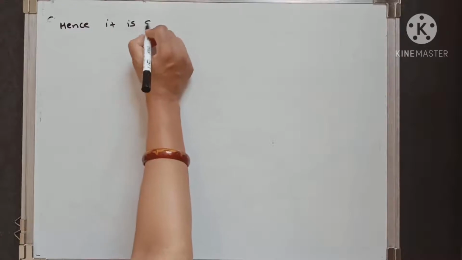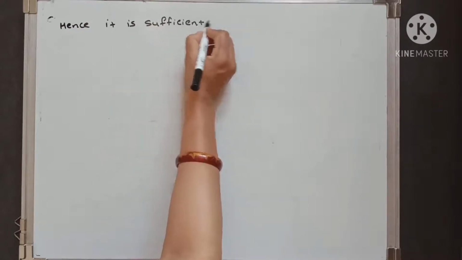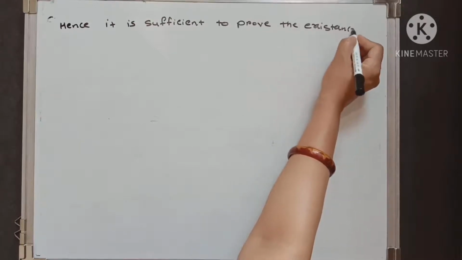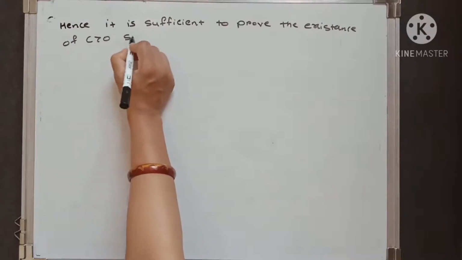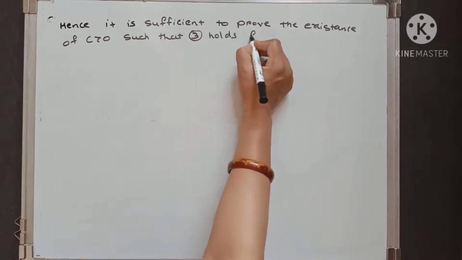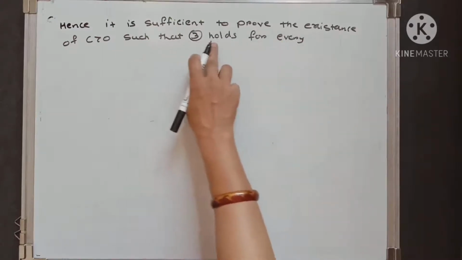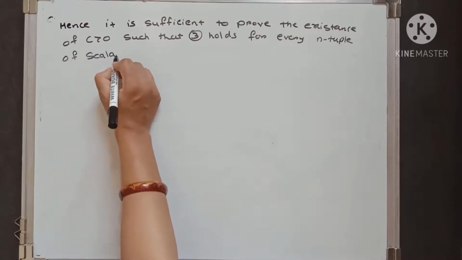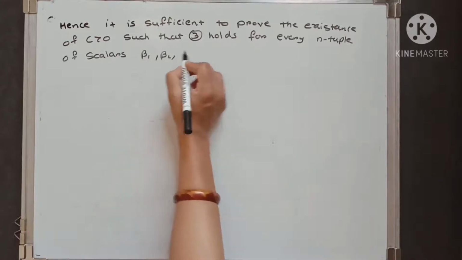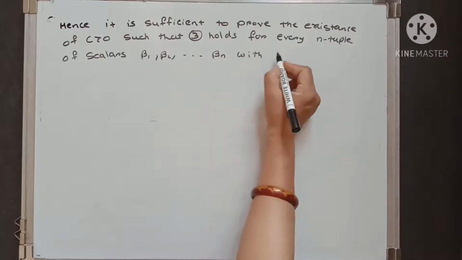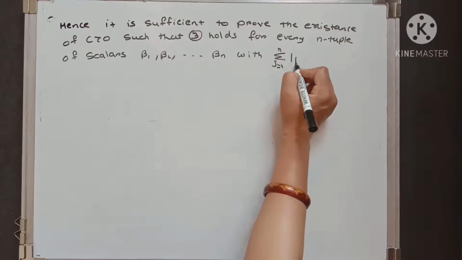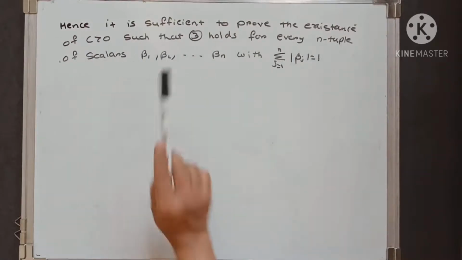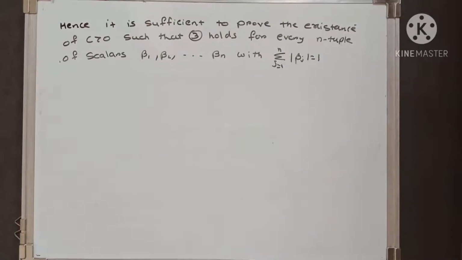Therefore it is sufficient to prove the existence of c greater than 0 such that equation 3 holds for every n tuple of scalars beta 1, beta 2 up to beta n, with summation j from 1 to n of mod of beta j equals 1. That is what we have to prove here.